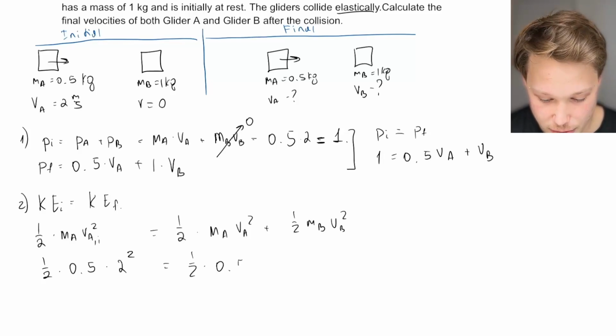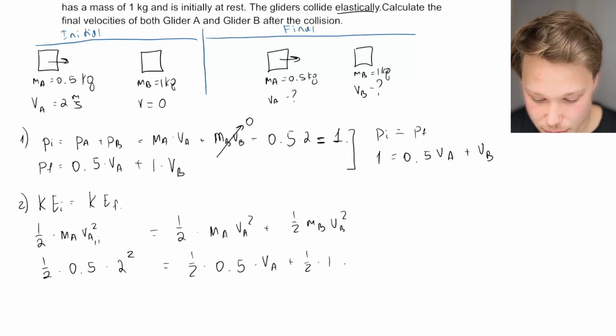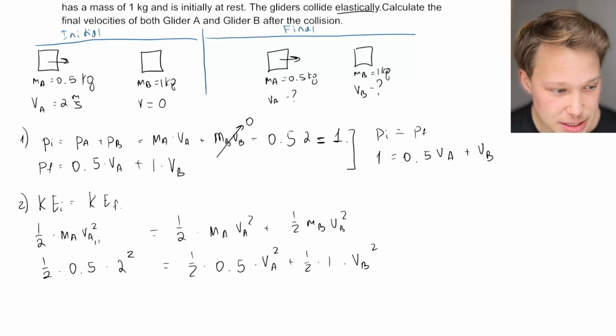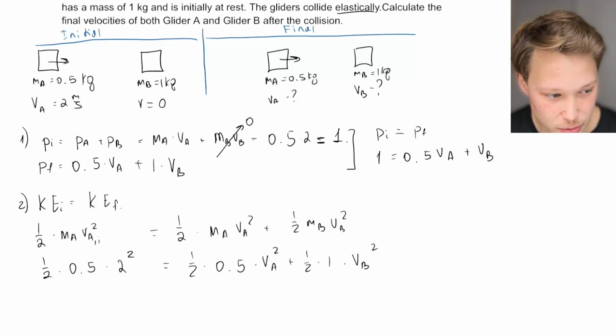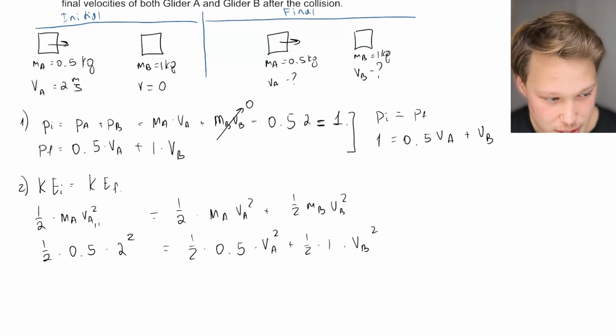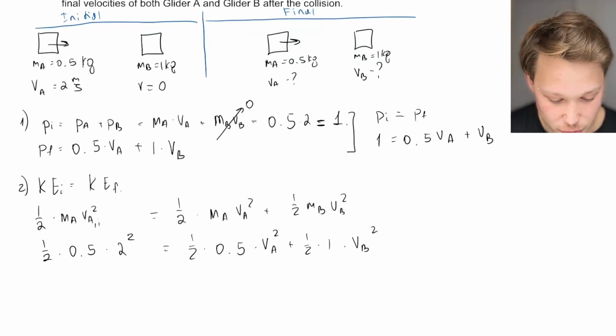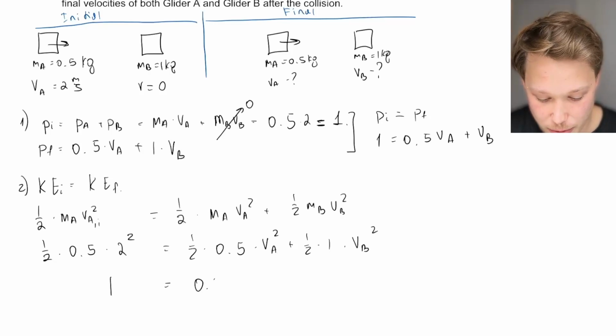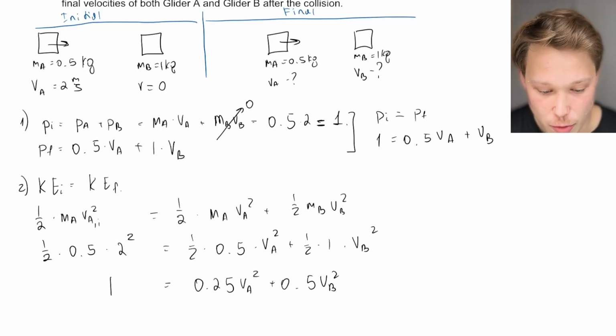1/2 times 0.5 V of A plus 1/2 times 1 V of B. So let's simplify this a little bit, right? 1 times 0.5, all of this to the left will be 1. 1/2 of 0.5 will be 0.25 V of A squared plus 0.5 V of B squared.